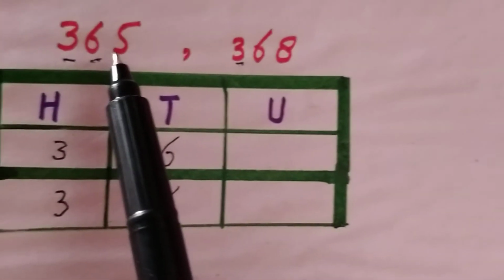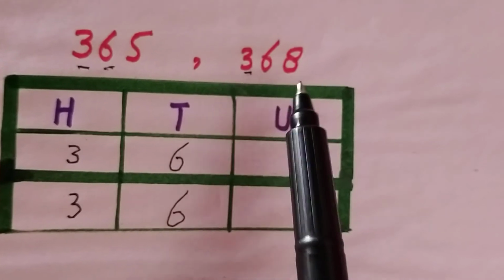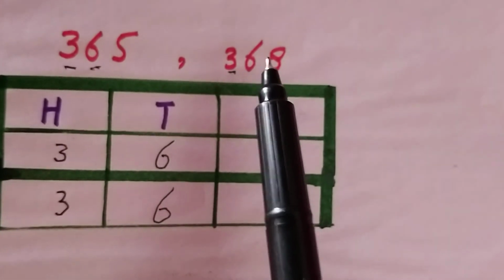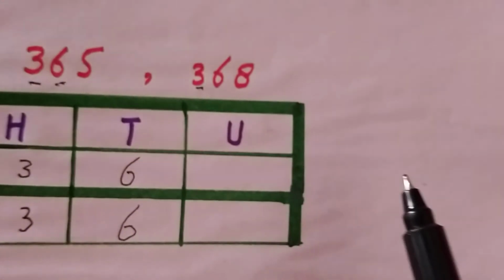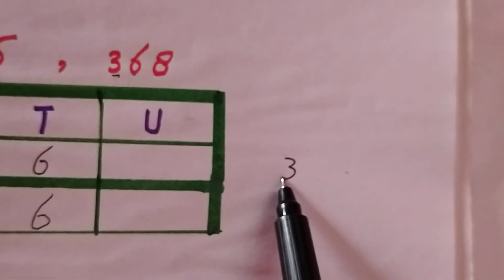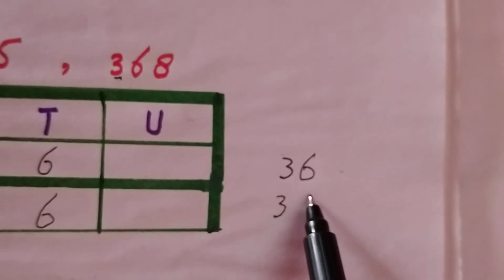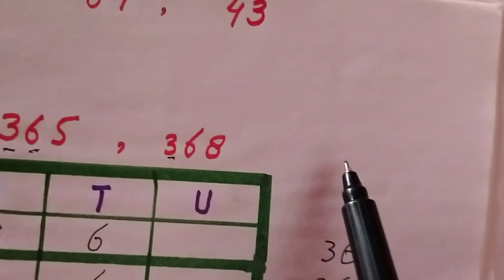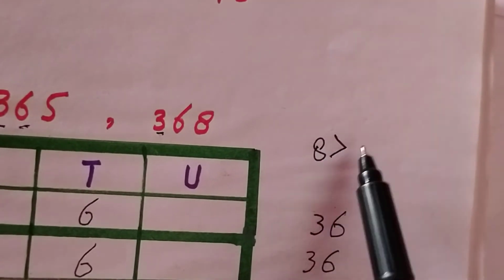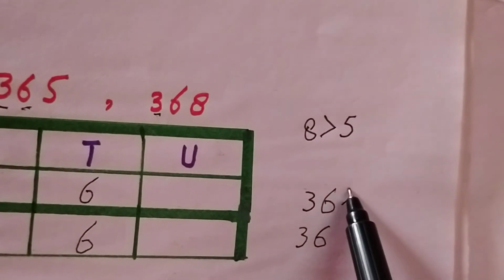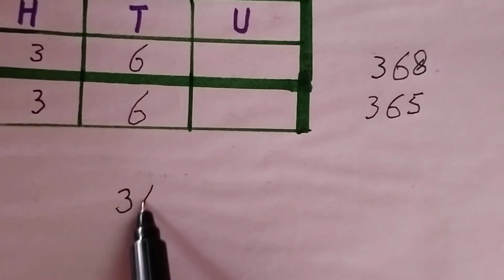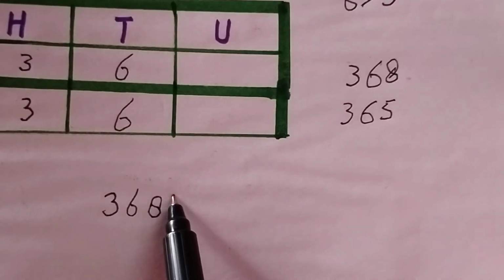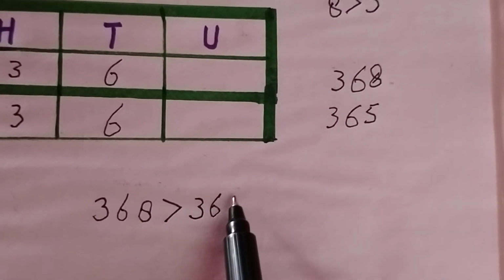In the unit place, 5 and 8. 8 is greater than 5. So 368 is greater. Now we write 368 is greater than 365.